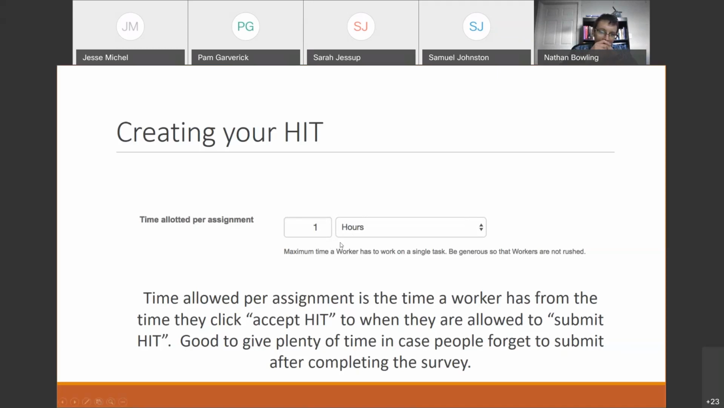But if I'm doing an ESM study, I would do like 1 hour because I send it to them in the morning and I want to make sure that they complete it in the morning. So I'm doing an ESM study right now and we have a 1-hour window where they take it in the morning, a 1-hour window right after lunch, another 1-hour window before they leave work, and then another 1-hour window in the evening.